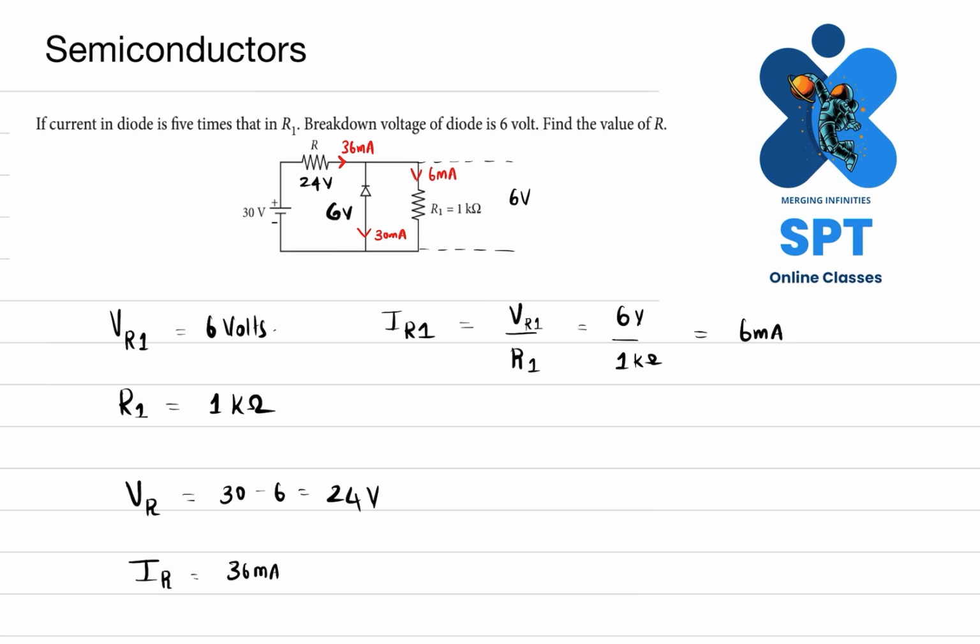And the last step is to calculate the resistance value. So resistance value you can calculate by dividing the voltage by the current. So 24 volt divided by 36 milliampere, you will end up with 666 ohms, and that's how you calculate the resistance value of this question.